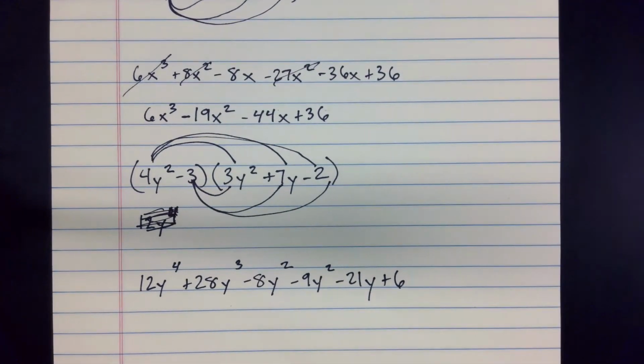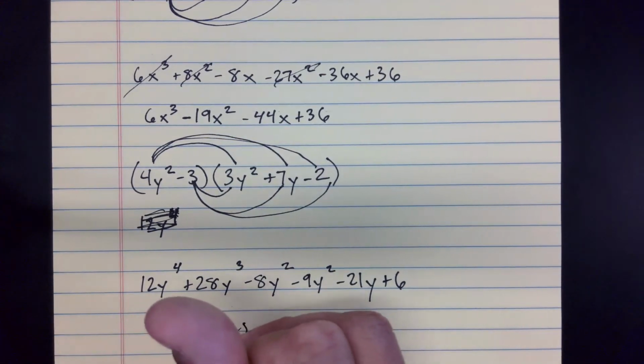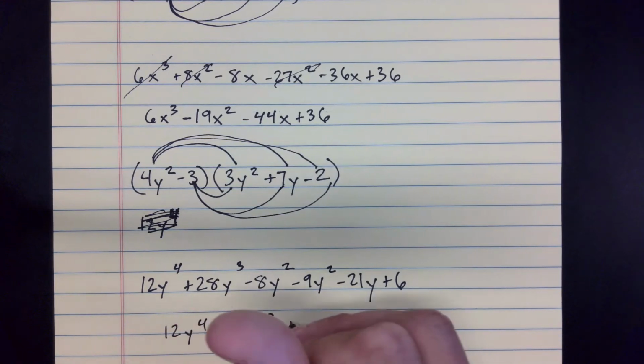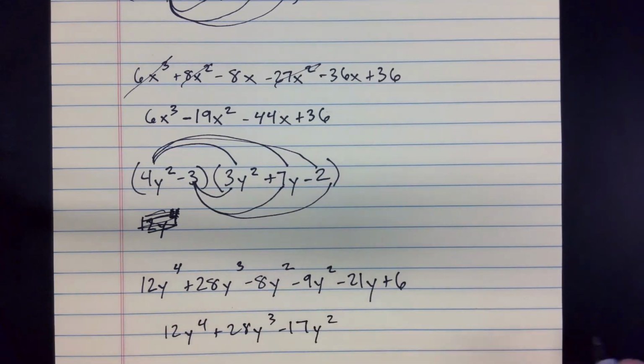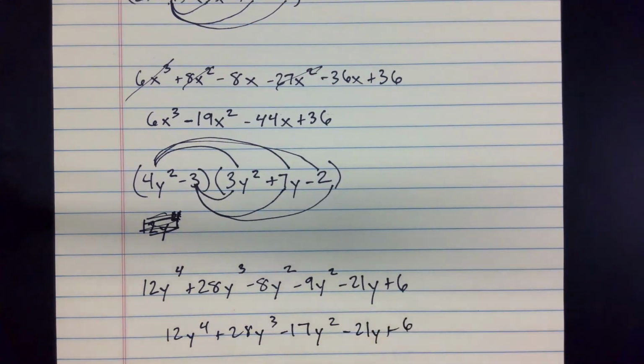What do we do next? Okay, do we have any like terms? Good, so the other things just become part of our answer. Combine together the y squareds, and everything else just becomes part of our answer. And there's your solution.